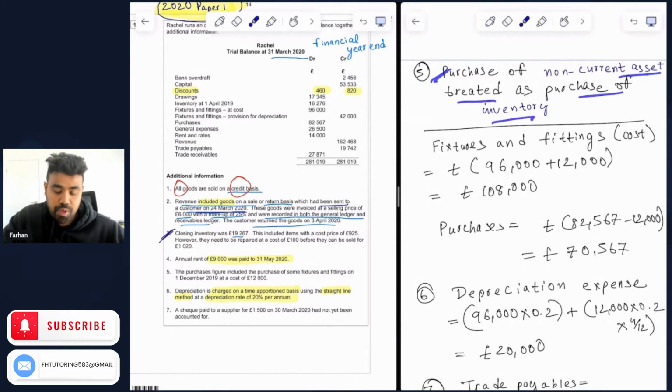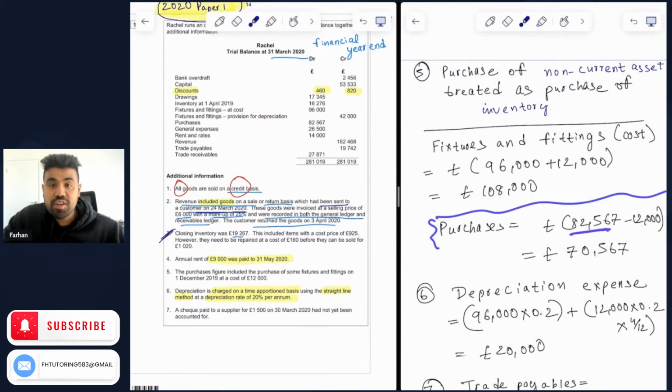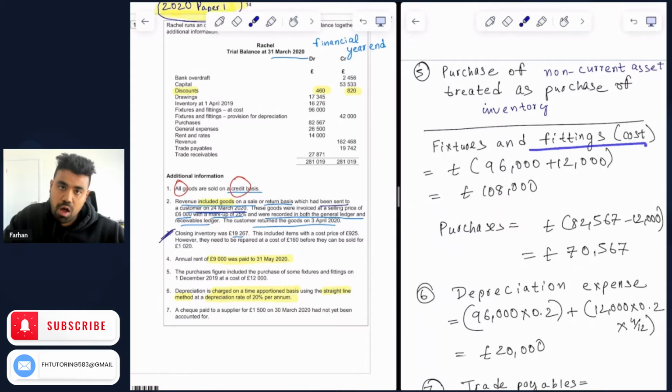So how do we fix it? First of all, the relevant purchases for inventory that we have been provided, which is £82,567 from the trial balance, we need to subtract £12,000 from there, and then we should get a net figure of £70,567, which relates to inventory purchases only. Then, for the fixtures and fittings at original cost, if you check the trial balance, you will see that the original cost is £96,000, and then you add the £12,000 that wasn't included before, and therefore the total fixtures and fittings would now be £108,000.